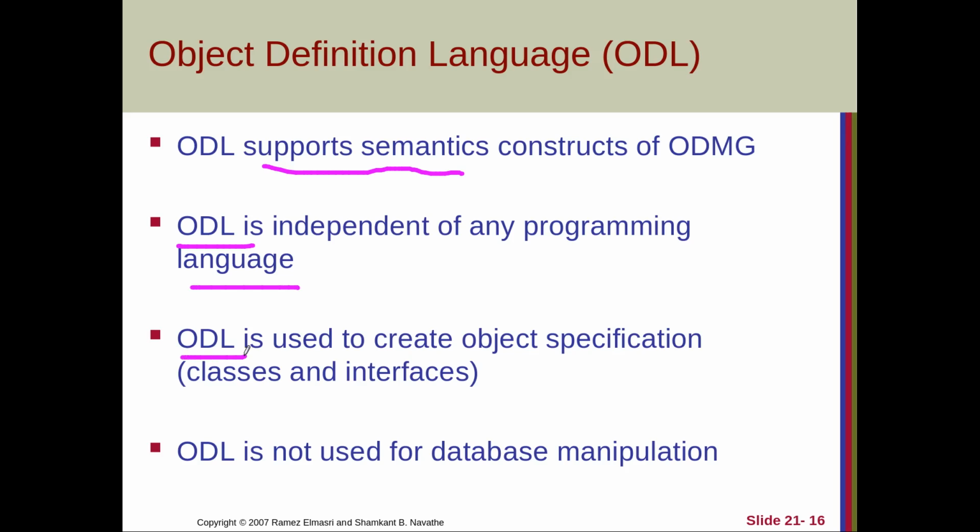Now ODL is used to create object specification. That means in DDL we are creating the structure of a table. Similarly here also we are trying to create the structure of an object. The object specification is to be made by using the object definition language. We need to use different classes and interfaces for creating objects, and that is specified by using the object definition language.